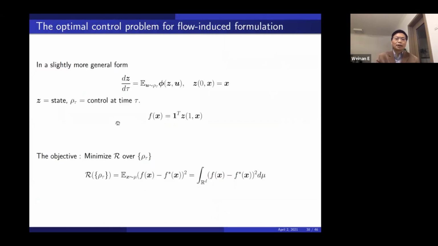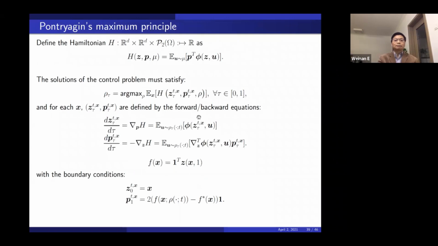Let me finish by looking at the ODE form. I said that you can also represent functions this way by looking at the ODEs and then doing a contraction to produce the function. And our objective is to minimize this test error. Here, this is a control problem with rho, tau, a one-parameter family of probability distributions, as the control. So as a control problem, we can write down the maximum principle.